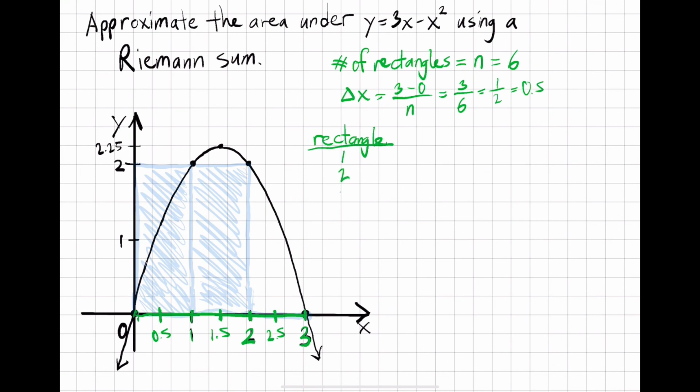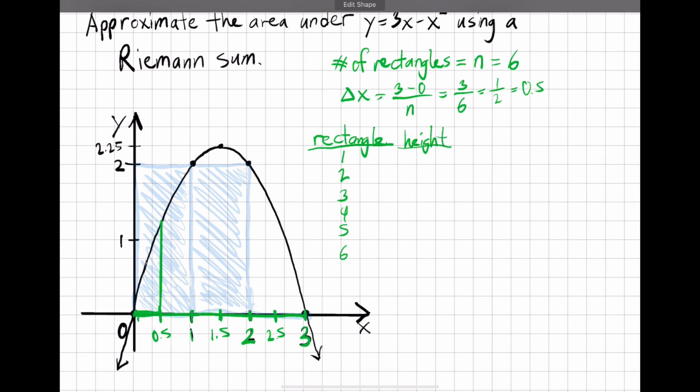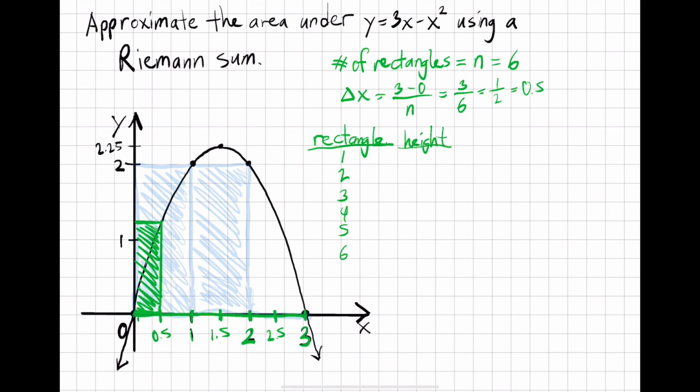From 1, 2, 3, 4, 5, and 6, I'd like to know what the height is of each rectangle, and we'll fill in some more as we get to it. So rectangle number 1, that's the rectangle where the x-coordinate goes from 0 to 0.5. And as before, let's take the right side of that subinterval here. Let's go up until we hit the curve, and we'll go over and make a nice rectangle out of that.